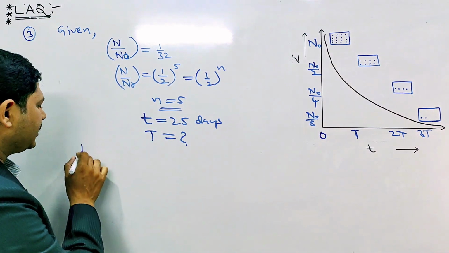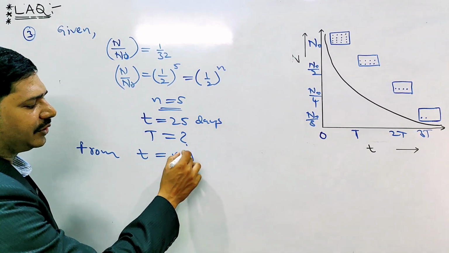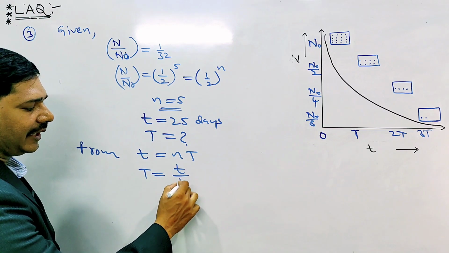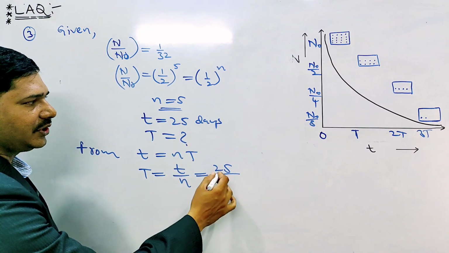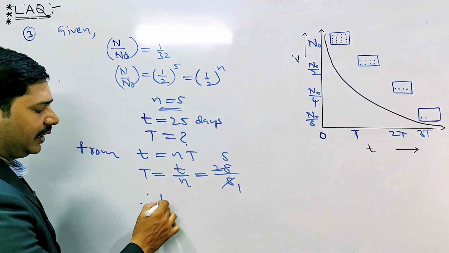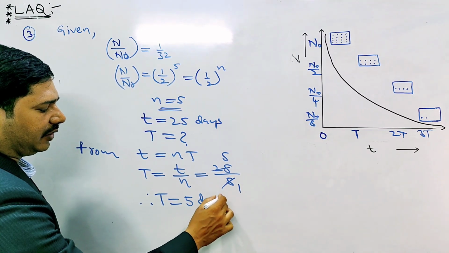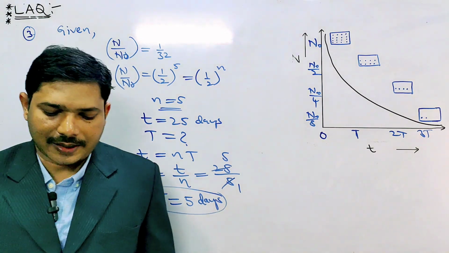We know that relation: small t equal to what? n into capital T. Here capital T equal to what? Small t by n. Small t is how much? 25 by n, n is how much? 5. 5 5s are 25. Therefore T equal to how much? 5 days. T equal to 5 days. So this is the solution for this problem.